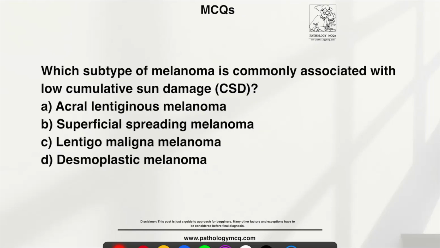Now we'll try and solve a few MCQs over here. Which subtype of melanoma is commonly associated with low cumulative sun damage? I'll just give you a moment. Okay, so low cumulative sun damage, the most common melanoma associated is superficial spreading type of melanoma. And with high cumulative sun damage, the most common type of melanoma associated is the lentigo maligna type of melanoma.